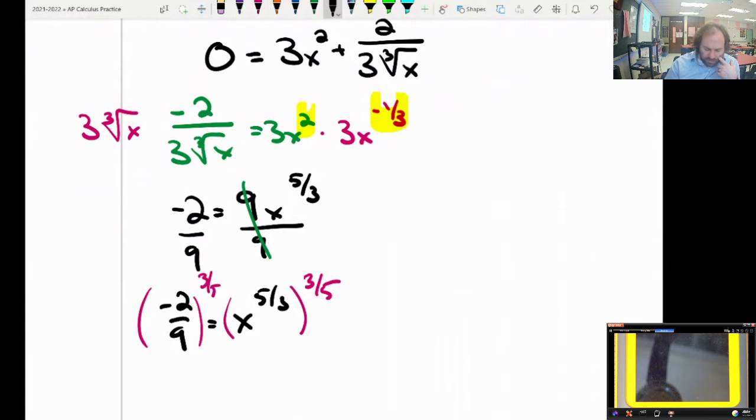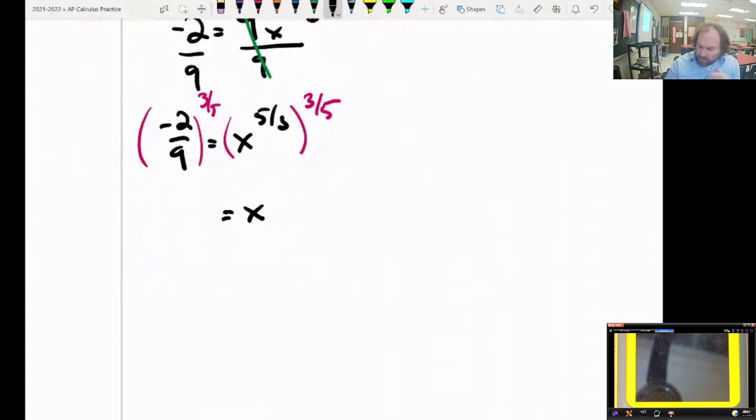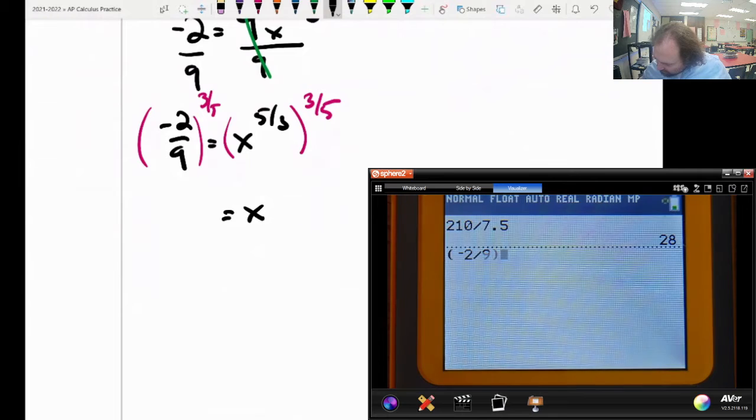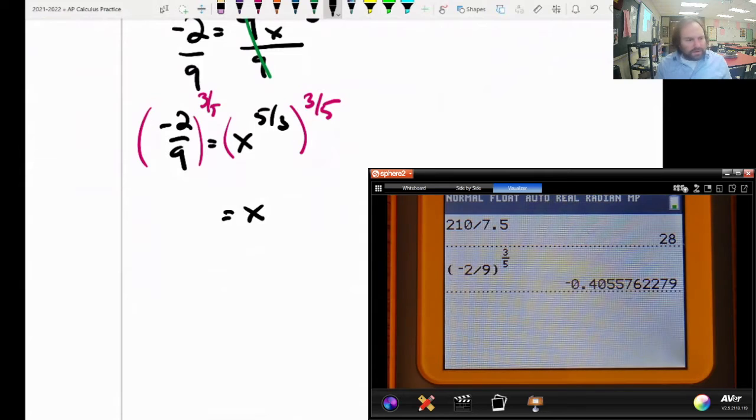Yeah. Wow, this seems excessive for a problem like this. Hey calculator, what is negative 2/9 to the 3/5 power? This is ridiculous. To the fraction 3/5 power. That's what I'm getting for the only 0 I can see on this problem. At this point, I'm going to go over to my answer page and see if I got the same thing too. Let's see.